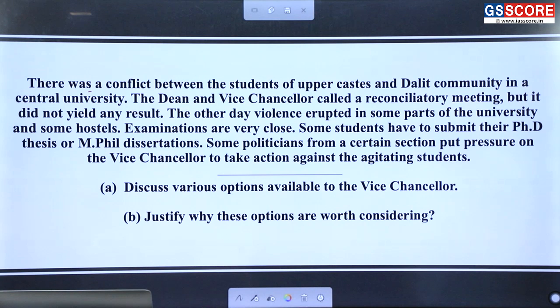The dean and the vice chancellor called a reconciliatory meeting, but it did not yield any result. The other day, violence erupted in some parts of the university and some hostel. Examinations are very close. Some students have to submit their PhD thesis or MPhil dissertation. Some politician from a certain section put pressure on the vice chancellor to take action against the agitating students. Discuss the various options available to the vice chancellor. Justify why these options.